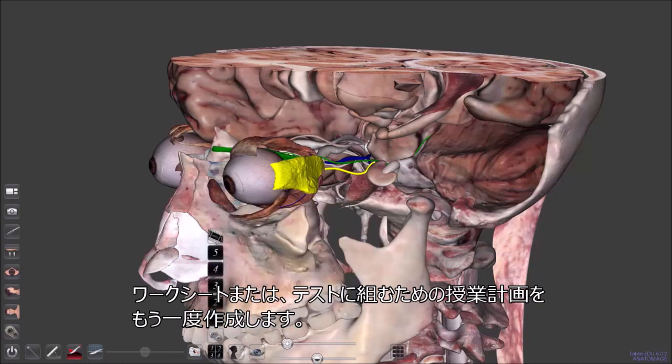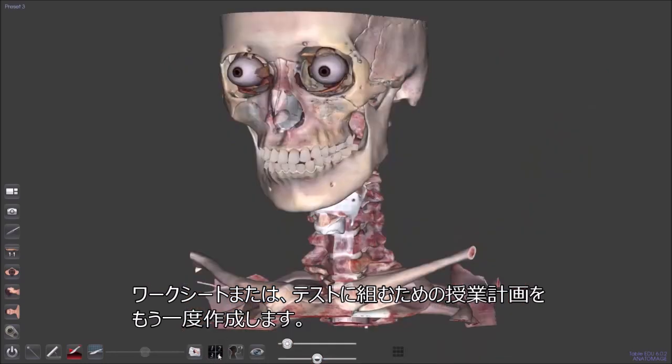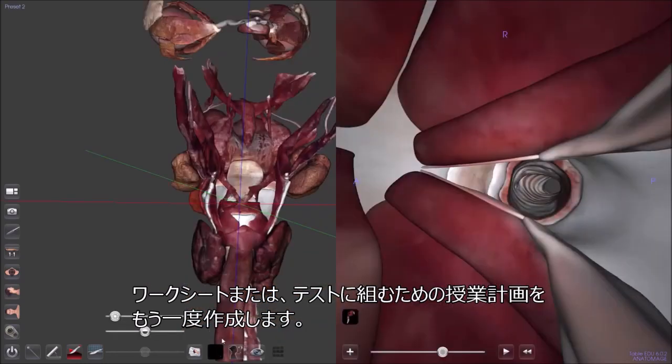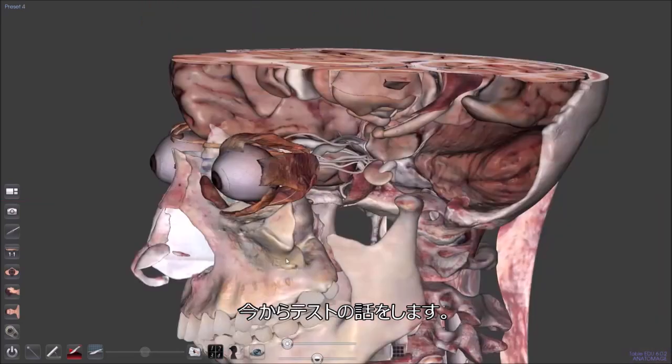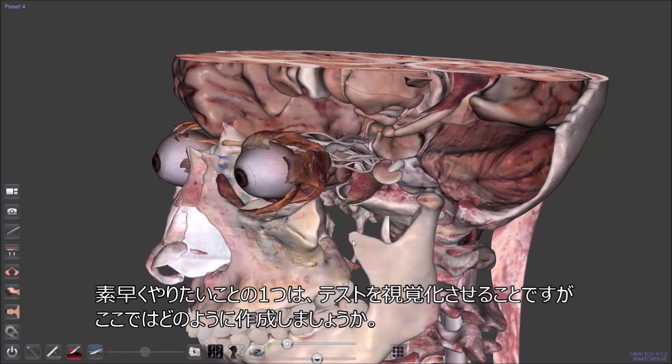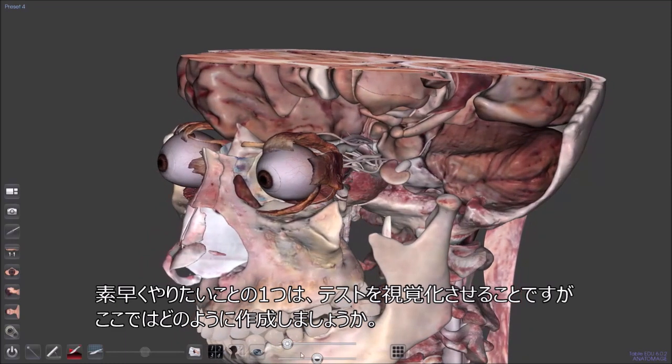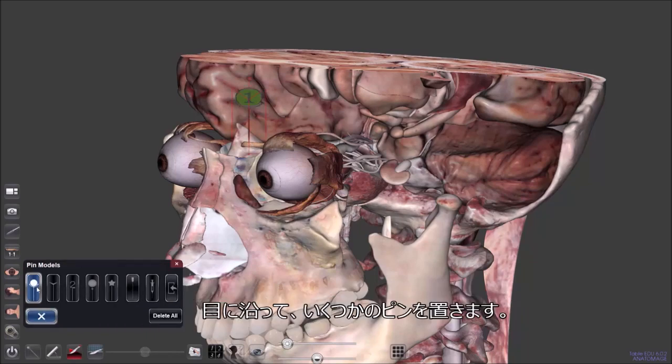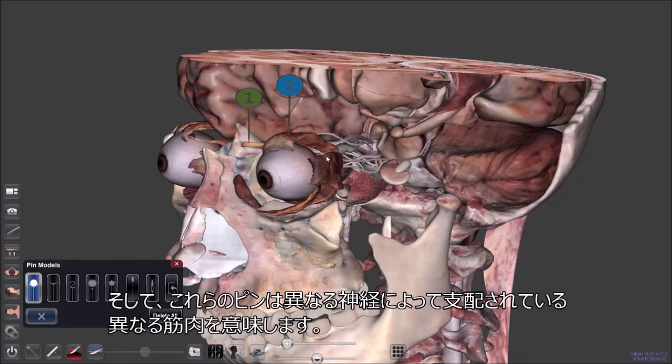So now that I've mentioned a quiz, one of the areas I want to jump to is being able to visualize a quiz and what that would look like on here. So I'm going to go ahead and drop some pins along the eye. And each of these different pins is going to signify a different muscle that's being innervated by these different nerves.